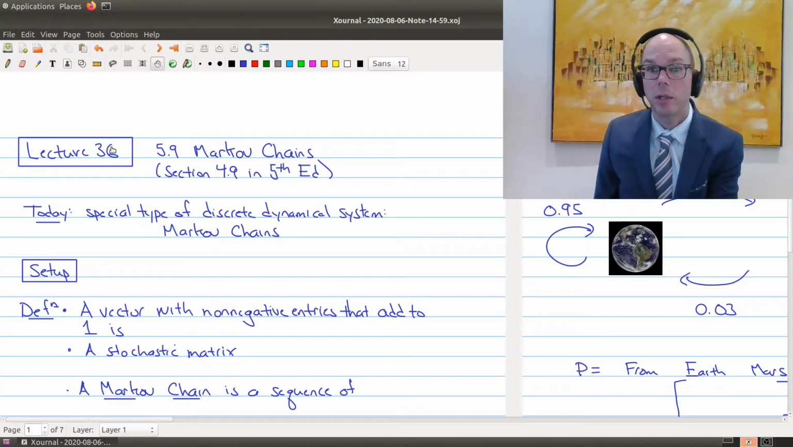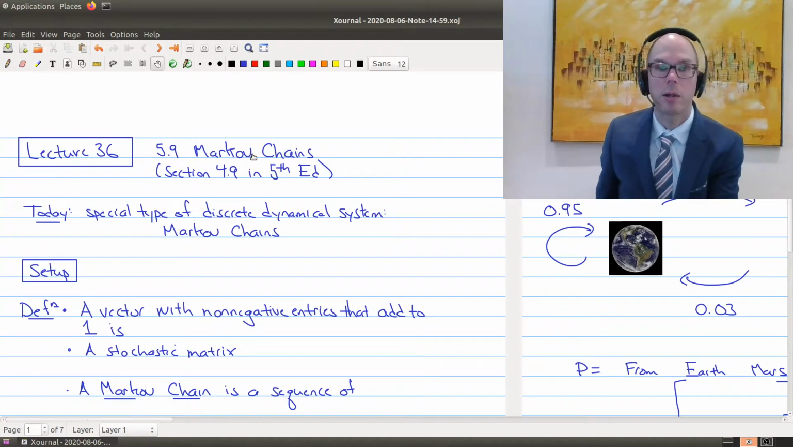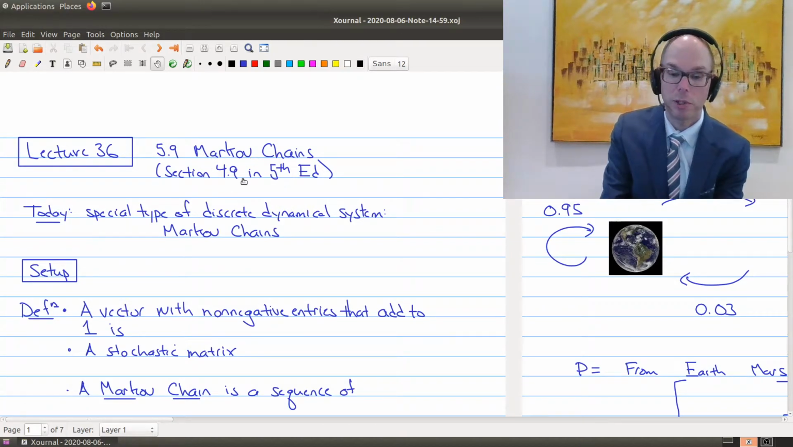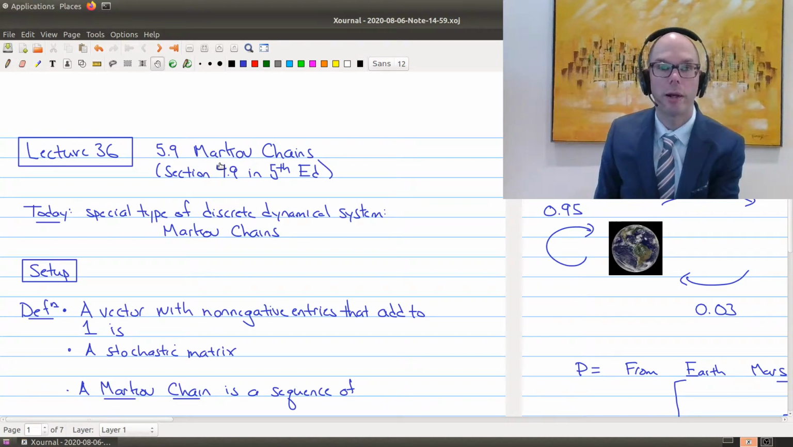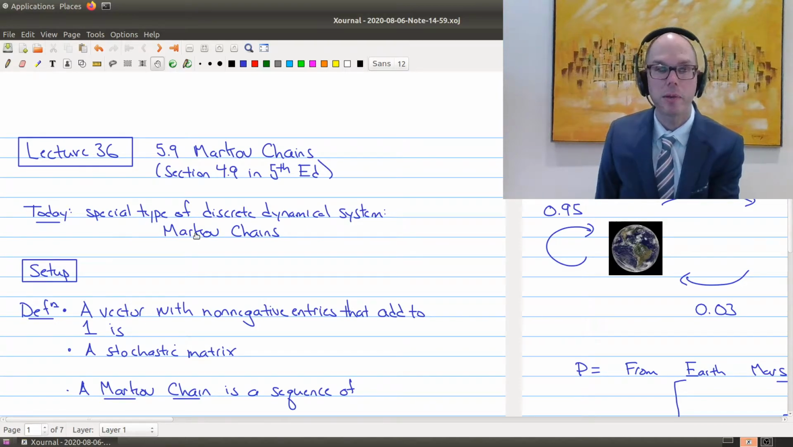So today what we're doing is we're looking at section 5.9 on Markov chains. We're still looking at some applications of eigenvalues and eigenvectors. And if you're using the 5th edition, you really need to look at section 4.9. They changed the order depending upon the edition of your textbook. So today's goal is to look at a special type of discrete dynamical system. Discrete dynamical systems were introduced in lecture 35, and this special type is called a Markov chain.